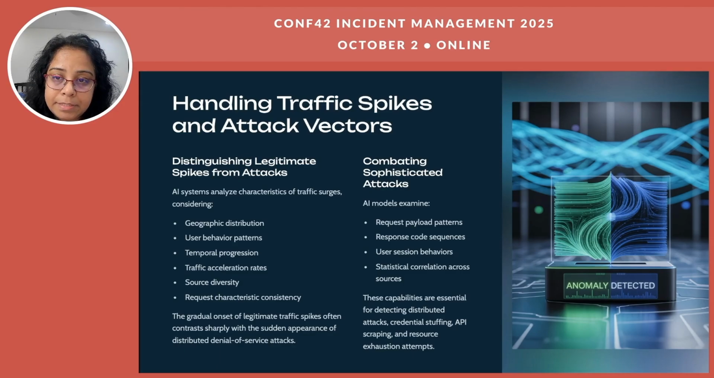AI examines request payload patterns and sequences. Real users actually browse naturally, while scrapers execute perfect robotic patterns to find data and don't do anything with the data, like they don't add it to the cart and all. So that is an identifier, and AI stops those kinds of attacks.